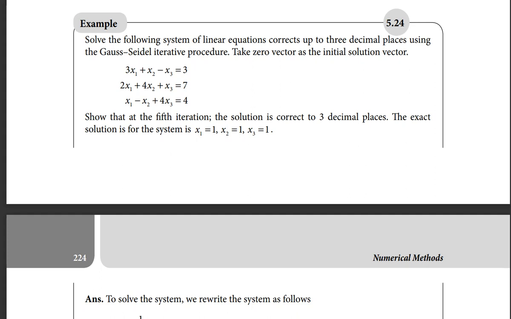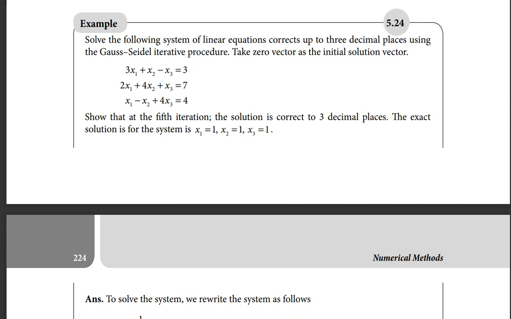In this video, you're going to learn how to solve a system of linear equations using the Gauss-Seidel iterative procedure. So the question says that we should solve the following system of linear equations correct up to 3 decimal places using the Gauss-Seidel iterative procedure. It says that we should take the zero vector as the initial solution vector, and then we should show that at the fifth iteration, the solution is correct to 3 decimal places.